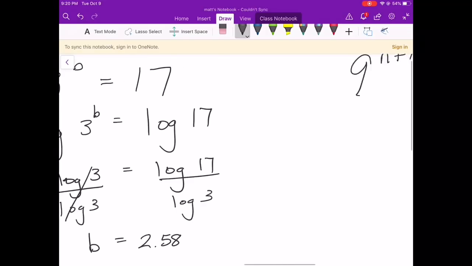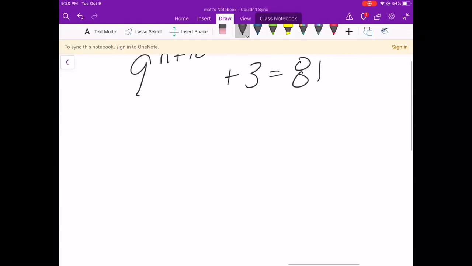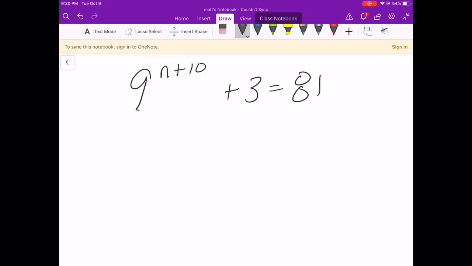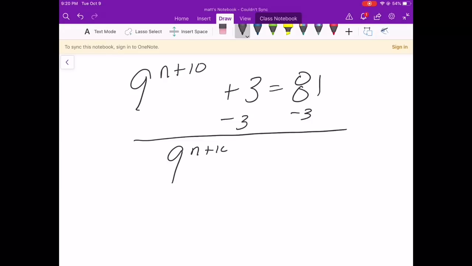All right, let's try another example with a little bit more complexity to it, but I think we could still handle it. Keeping in mind that I want to get those exponents out of the air and onto the ground, so I am going to use some logs eventually. But before I start doing that, I know it's easy to focus on the exponents, but before I do that, I need to isolate that. So I'm going to go ahead and subtract 3 first. This is the reverse order of operations while I'm solving. So 9 to the n plus 10 power is equal to 78.